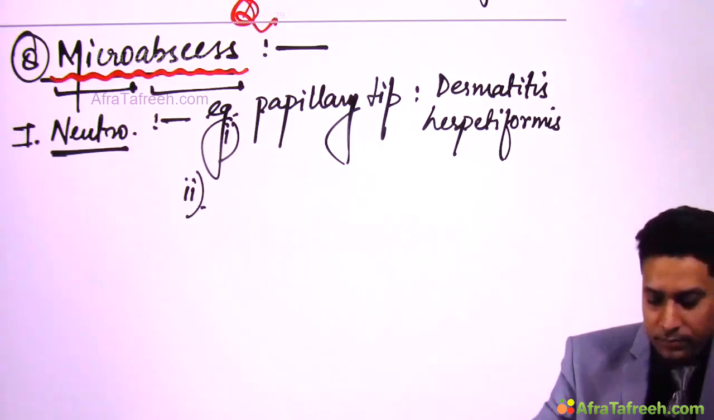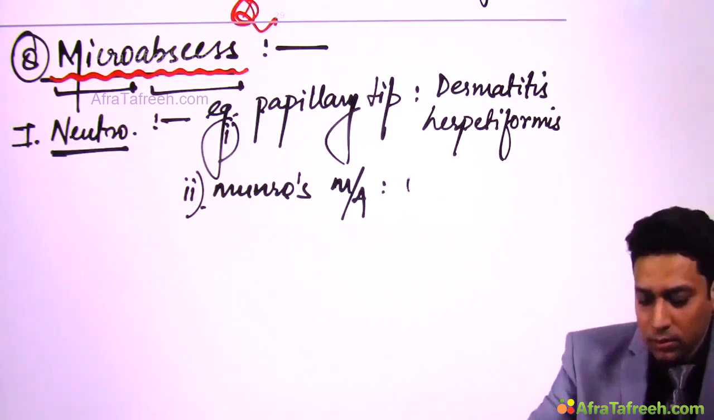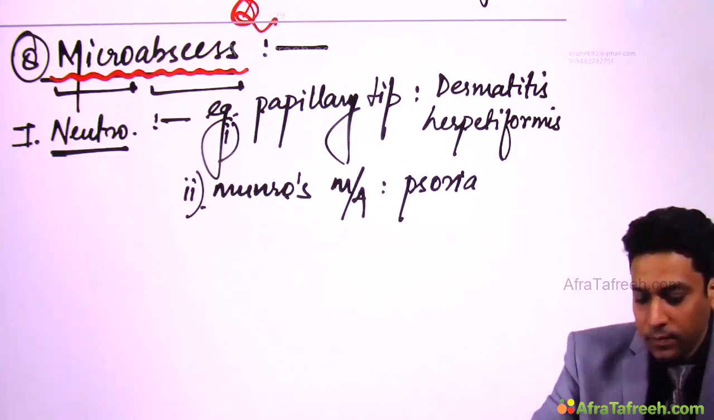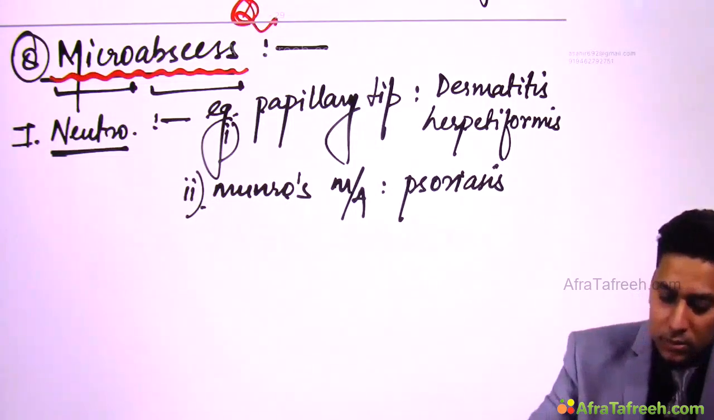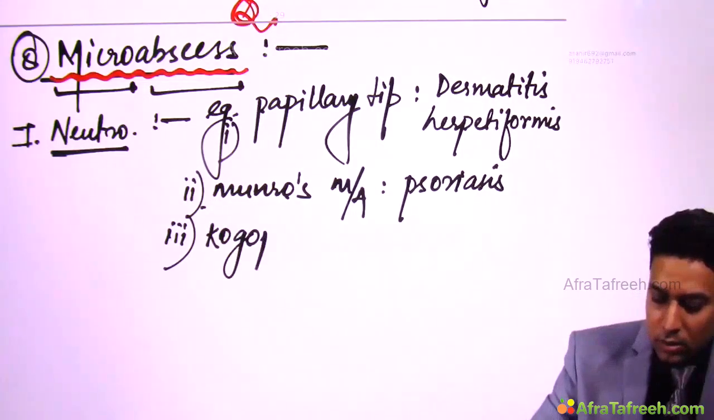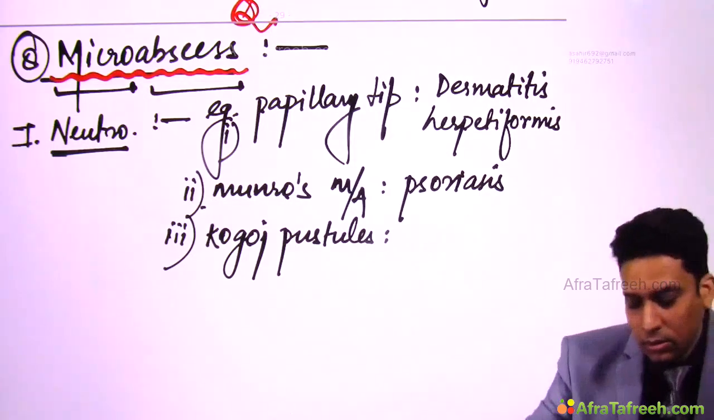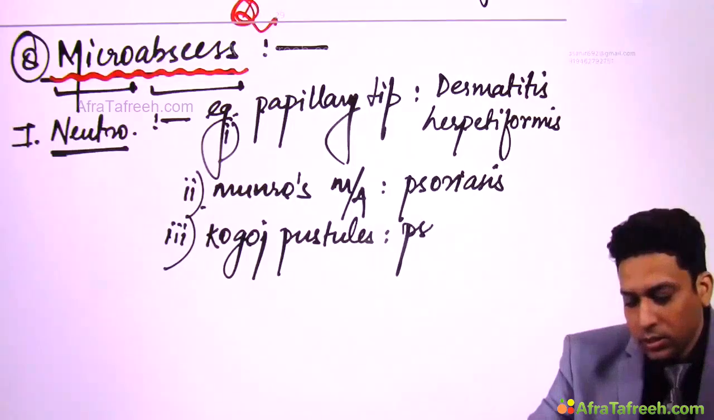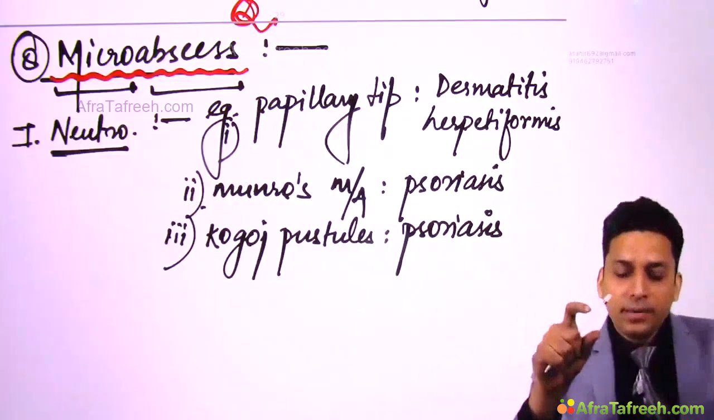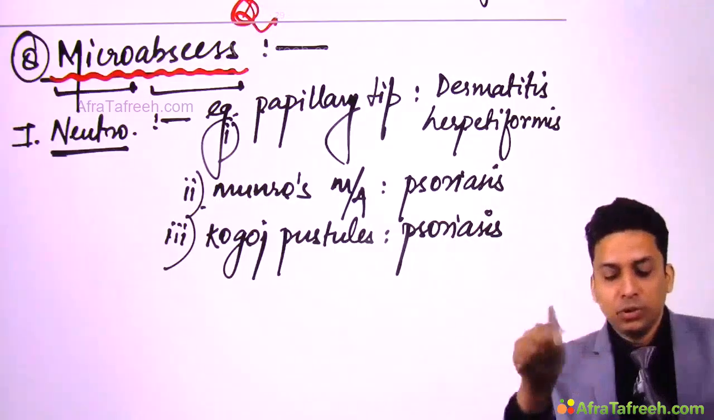Similarly, Munro's microabscess, which is seen in psoriasis. Then Kogoj's pustules, they are also seen in psoriasis. Now Munro's microabscess and Kogoj's pustules, both are collections of neutrophils, both are seen in psoriasis.